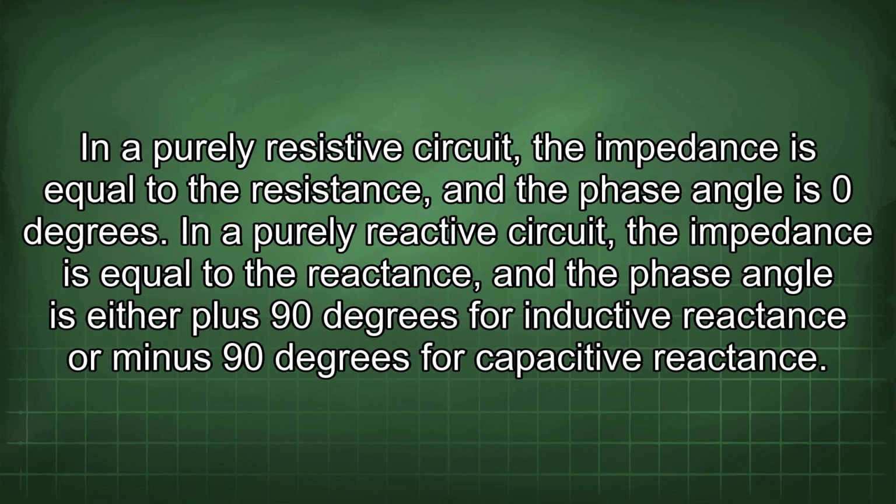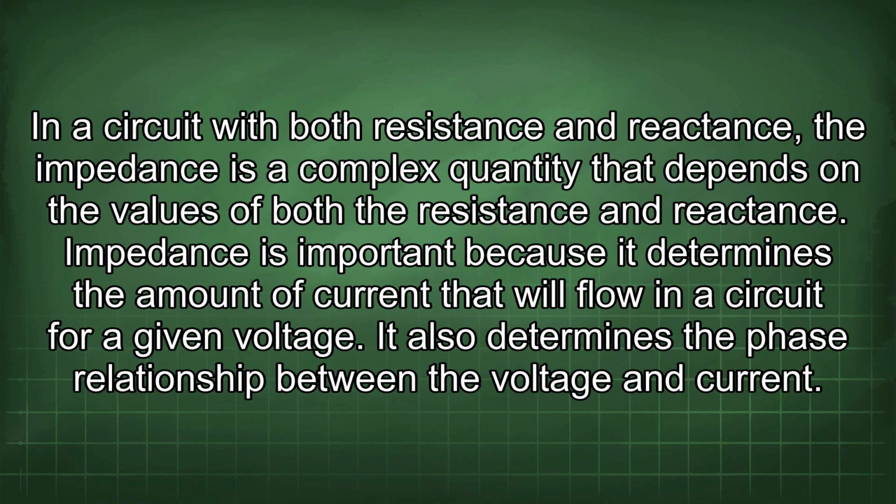In a purely resistive circuit, the impedance is equal to the resistance, and the phase angle is 0 degrees. In a purely reactive circuit, the impedance is equal to the reactance, and the phase angle is either plus 90 degrees for inductive reactance or minus 90 degrees for capacitive reactance. In a circuit with both resistance and reactance, the impedance is a complex quantity that depends on the values of both the resistance and reactance.